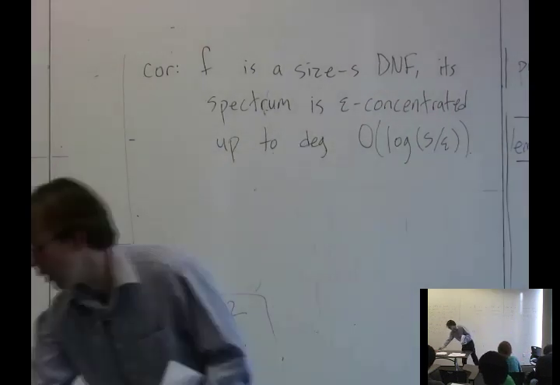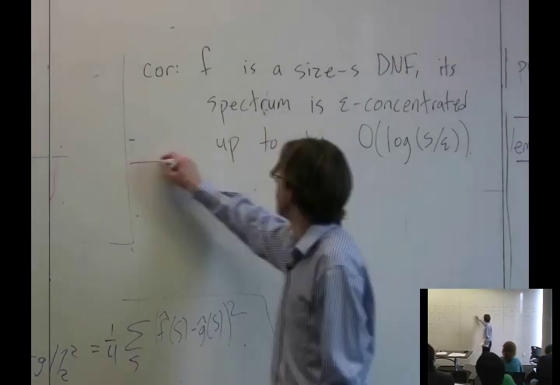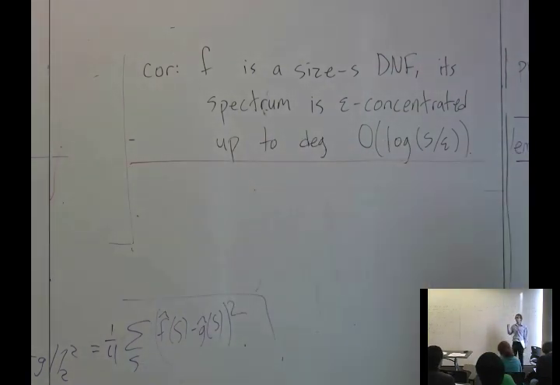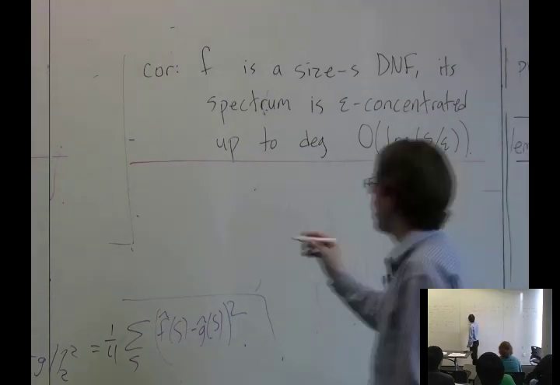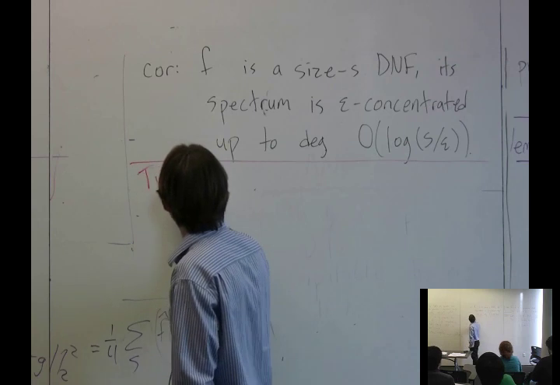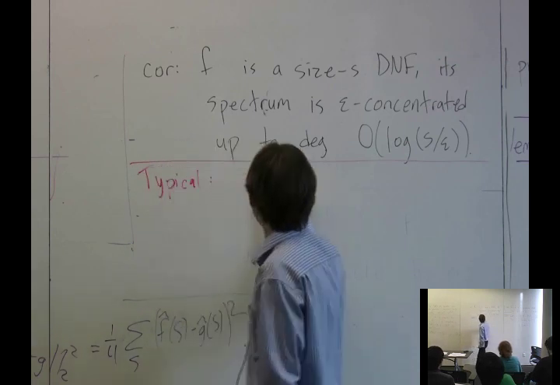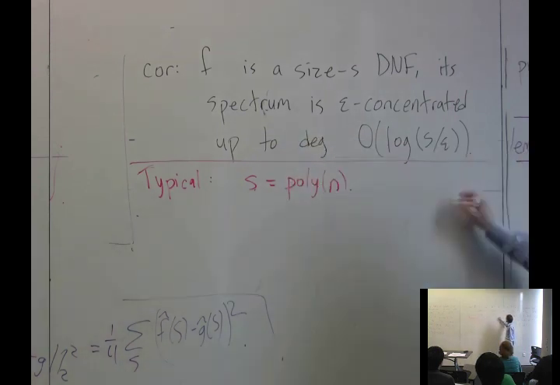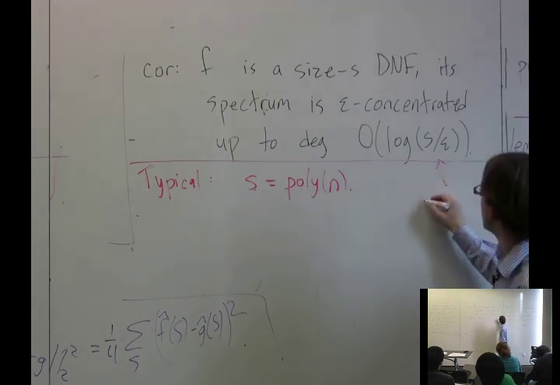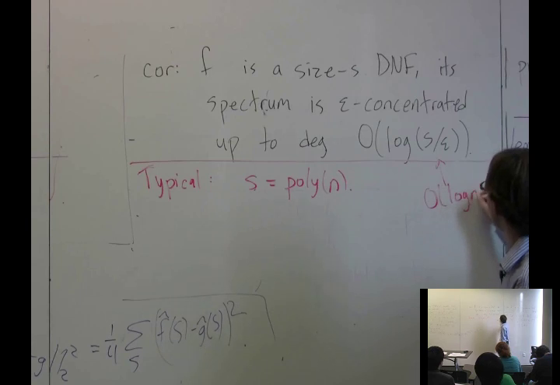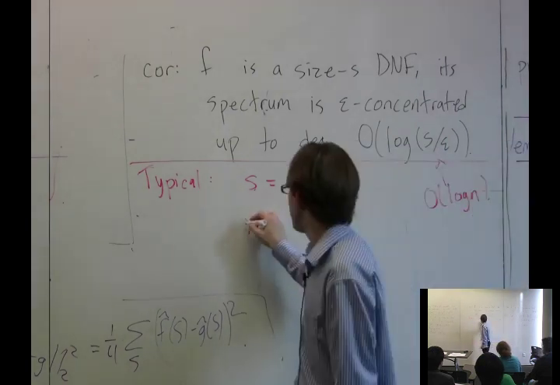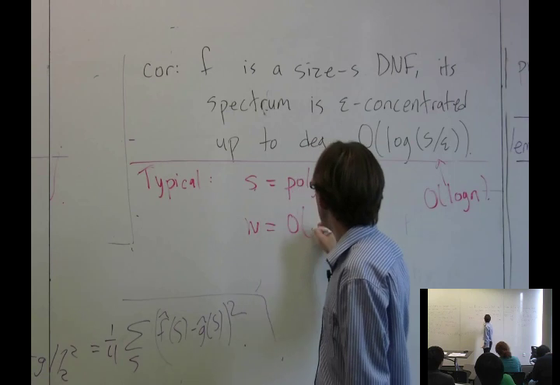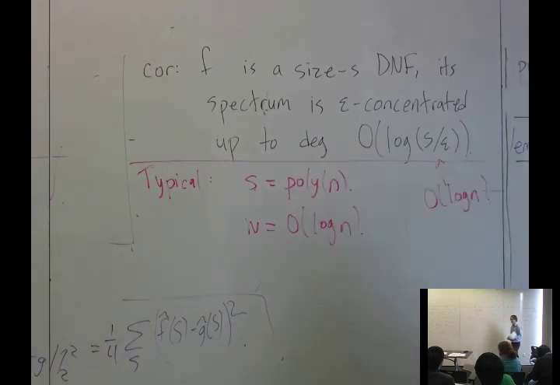So in learning theory and circuit complexity, it's most common to think about poly-size DNFs. That's the most interesting class. So a very common parameter setting is s equals polynomial in n. This means that this class of functions, functions computed by poly-size DNFs, are concentrated up to degree log n. And that's why I was saying before that w equals O of log n is kind of the analogous setting there.